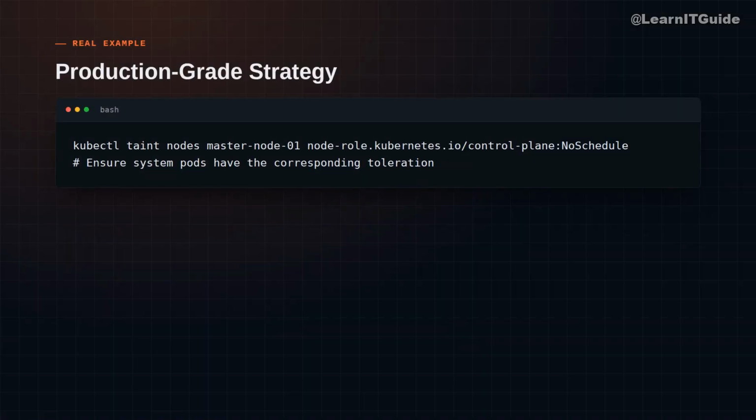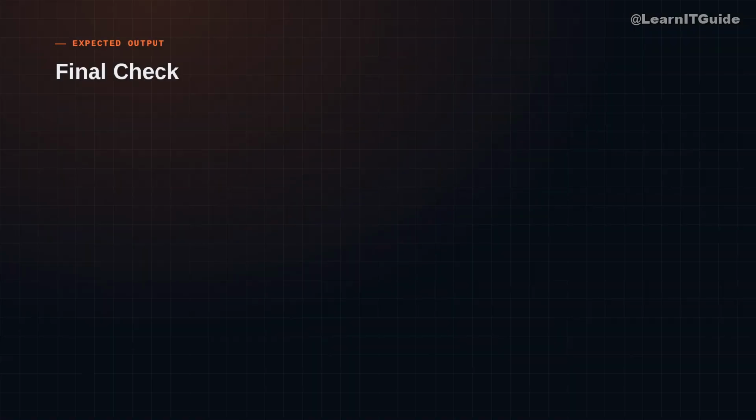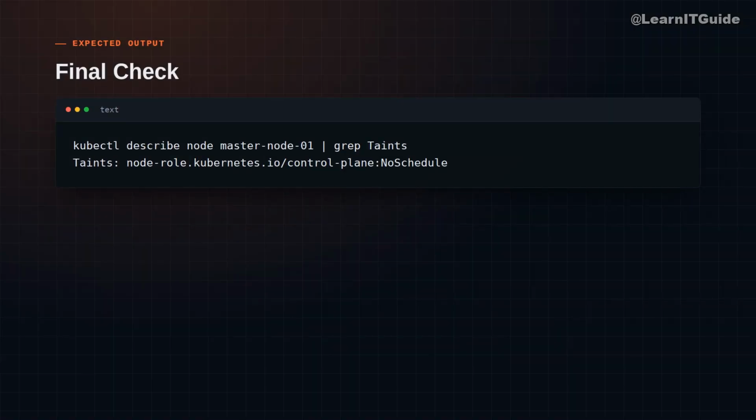In a production environment, you should always taint your control plane nodes. This prevents standard application workloads from accidentally running on your master nodes, which could impact the stability of the entire cluster. This is standard practice for any managed Kubernetes cluster. You can verify the taint is applied by running the describe command and filtering for taints. This is the exact output you want to see for a properly secured control plane.